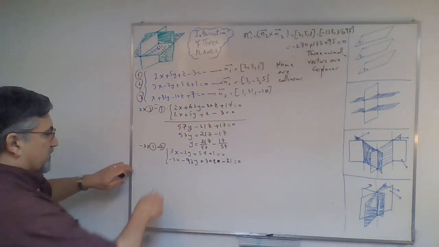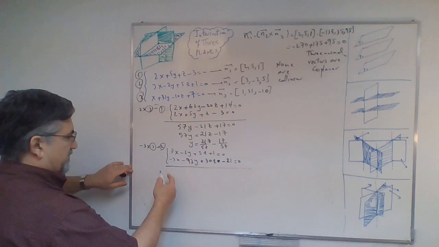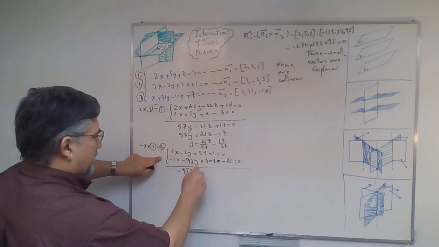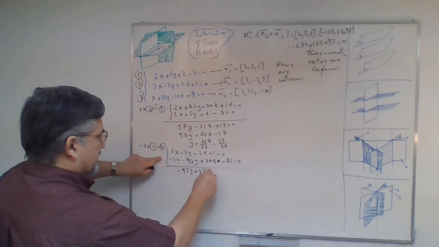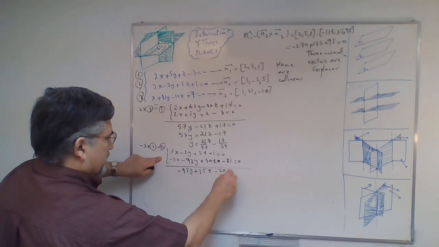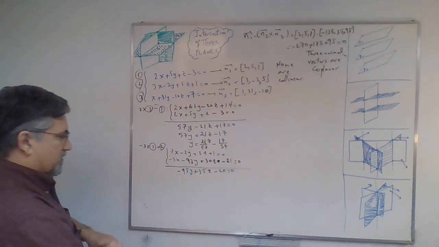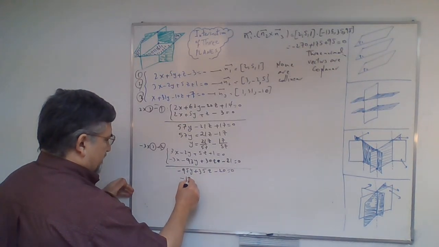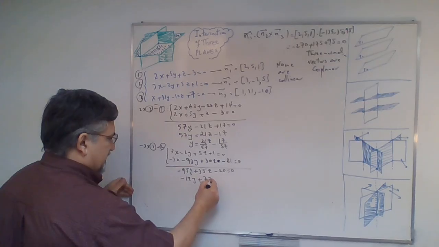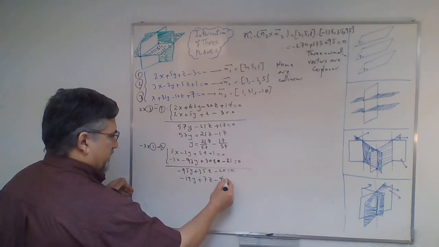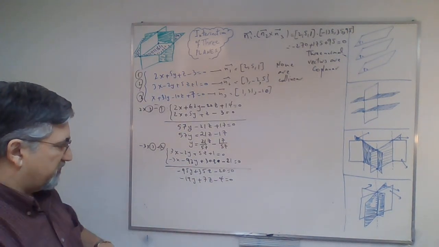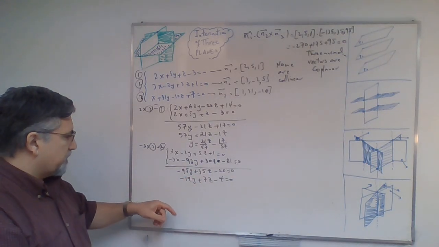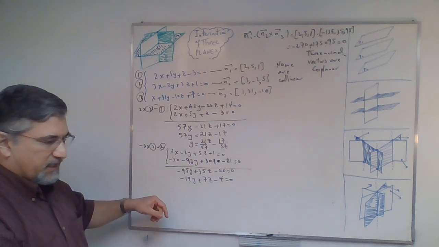now we're going to add them up to cancel out 3x and -3x. So when you add them up, -95y plus 35z minus 20 equals 0. And all of these are divisible by 5. So if you divide it by 5, you get -19y plus 7z minus 4 equals 0. I divided both sides of the equation by 5. 20 divided by 5 is 4. 35 divided by 5 is 7. And 95 divided by 5 is 19.